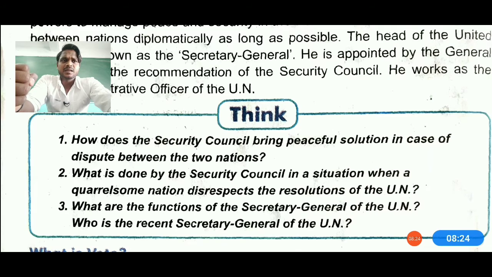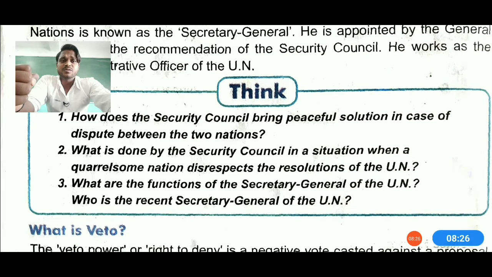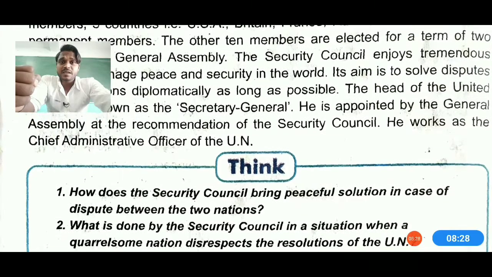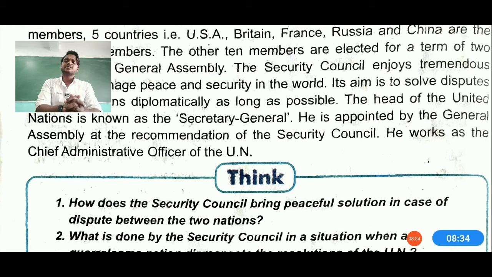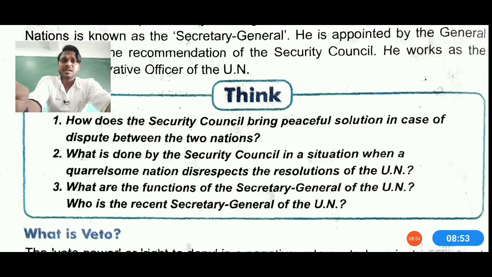The head of the United Nations is known as the Secretary General. He is appointed by the General Assembly on the recommendation of the Security Council, and works as the chief administrative officer of the UN. So this is how this lesson makes you understand the theory and concepts related to the whole UNO.